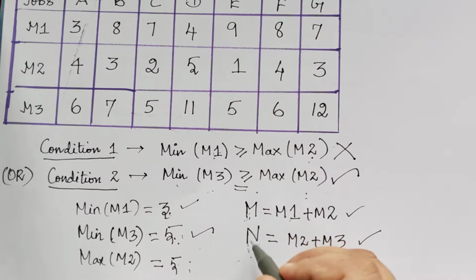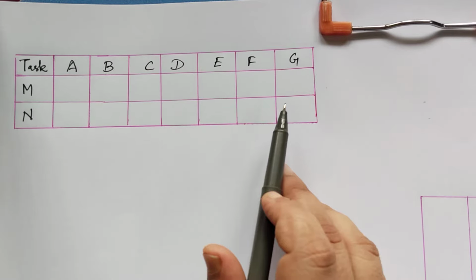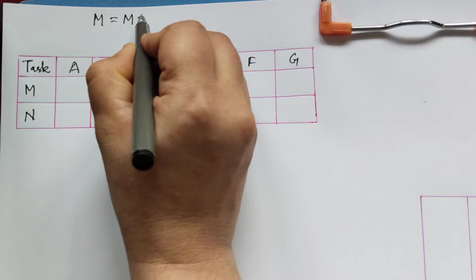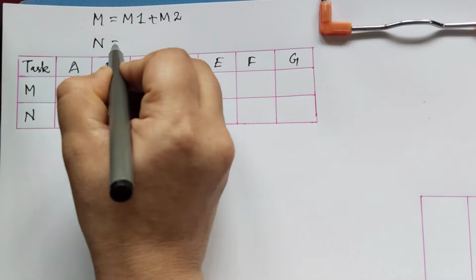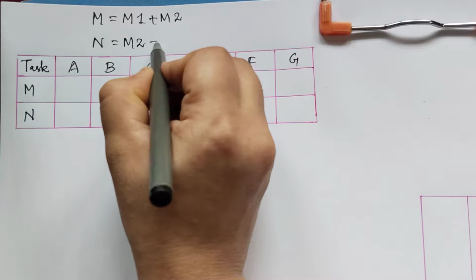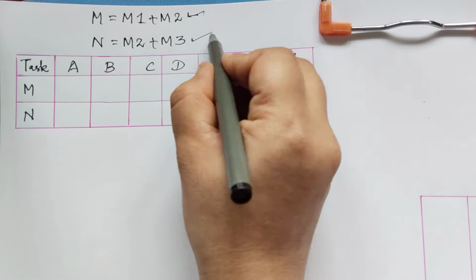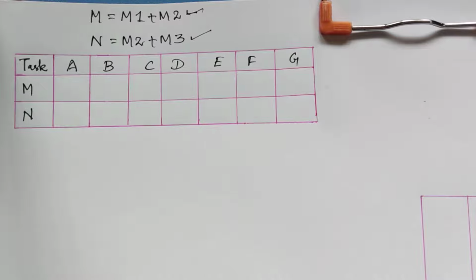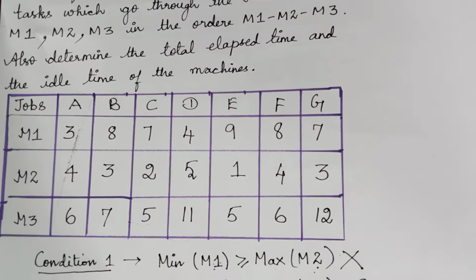That is the processing times of M and N. So we have to form a table like this, where we know that M is obtained by M1 plus M2, just now we saw, and N is obtained by M2 plus M3. So let us do this now, this and this. For that, first we shall consider the processing times that are given in the question. So these are the processing times given in the question.